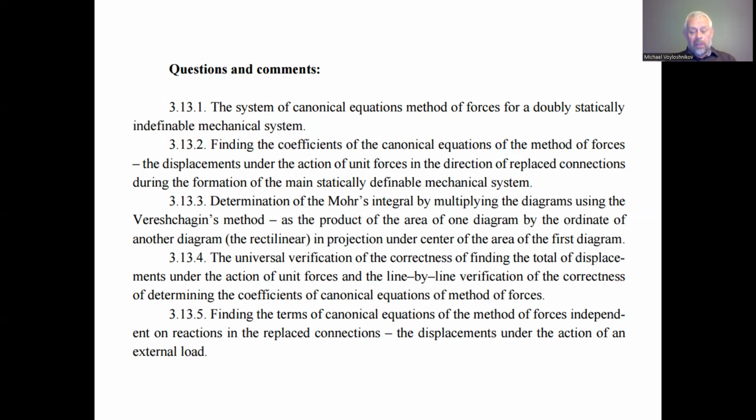3.13.5, finding the terms of the canonical equations of the method of forces independent of reactions in the replaced connections, the displacement under the action of an external load. The free terms of the canonical equations are found by using the product of the diagrams of the bending moment of the main system under the action of the external forces by the diagram of the bending moment under the action of a unit force in the direction in which we have to find the displacement of the point of the main system under the action of the external load.